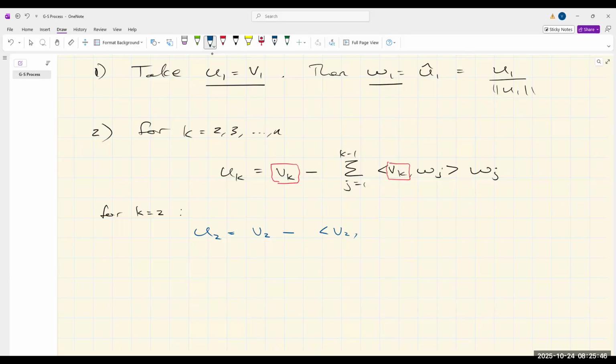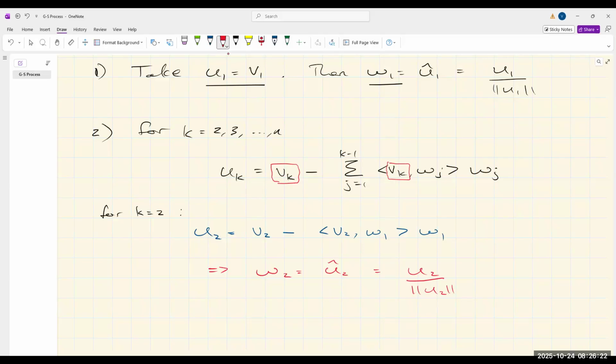How many W's do I have so far? I only have one, W1. So I take the inner product of V2 with W1. That is going to give me a number, right? This inner product is a number. And I'm going to multiply that number by W1. Okay, and that will give me U2. And once I have U2, remember, we go from V to U to W. So what is W2? It's just U2 over the length of U2.